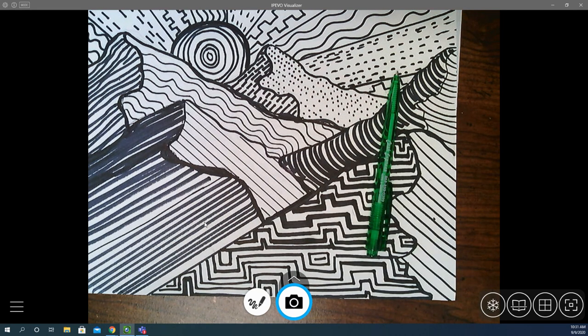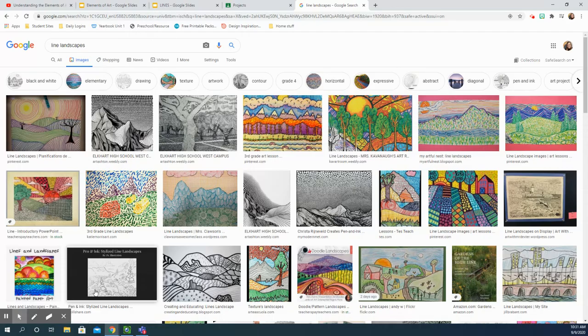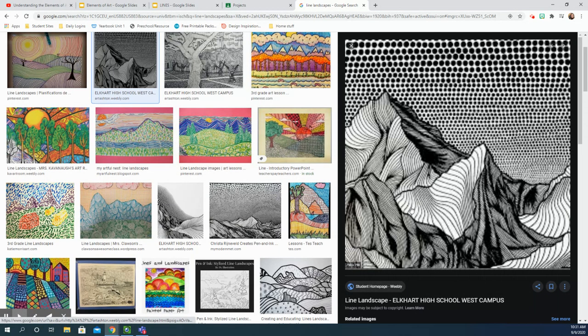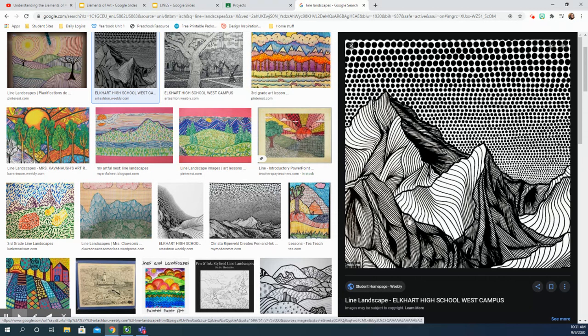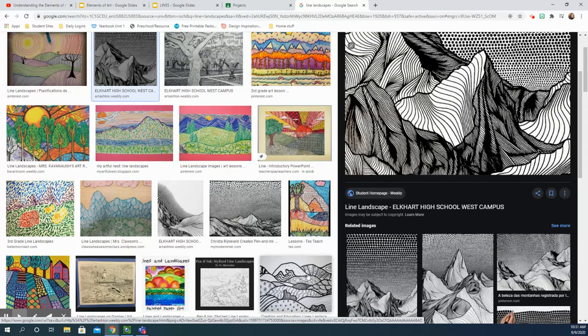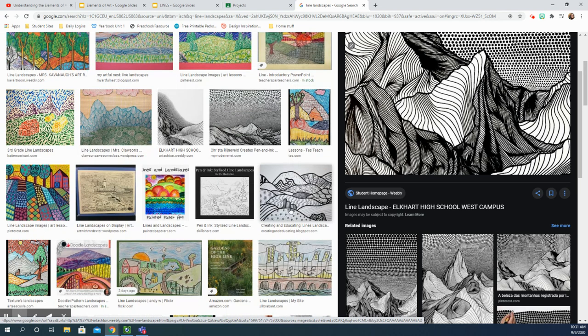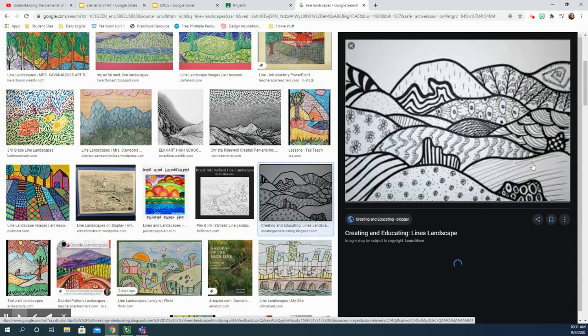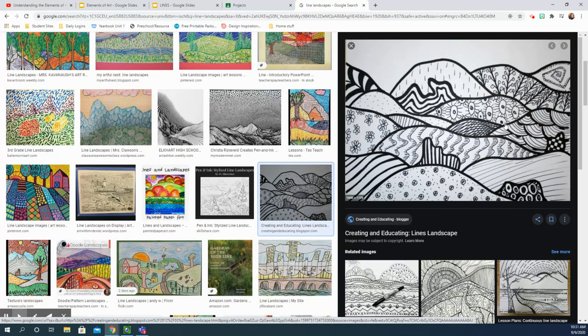If you look at the examples, some of these use the same lines again and again, like just a curvy line, thin, close together, far apart, thin, thick. Some of them like this use different patterns. A lot of this project is choice, and there's a ton of different ways to do it. There's not really a wrong way of doing it, as long as you have lines and you make it a landscape somehow.